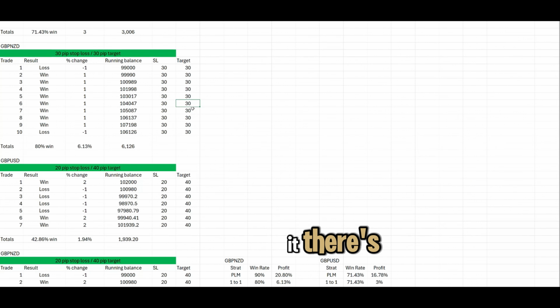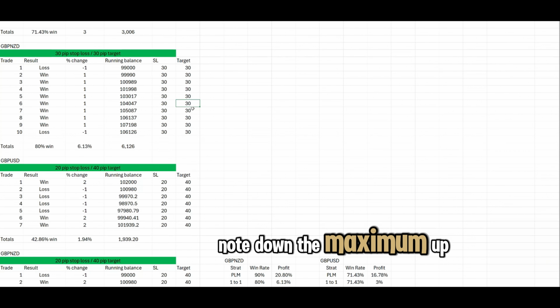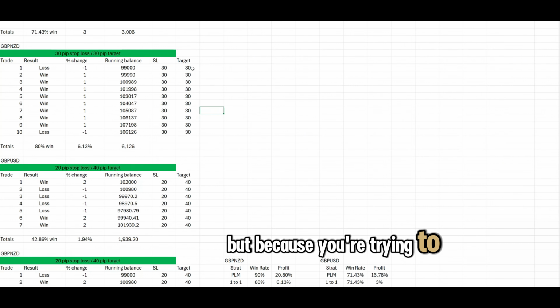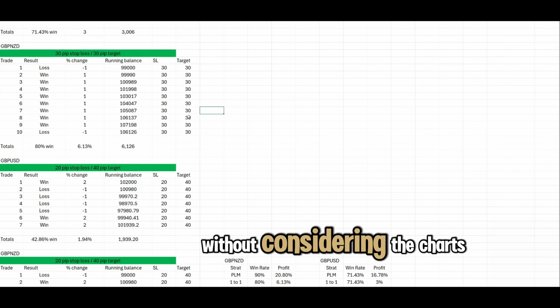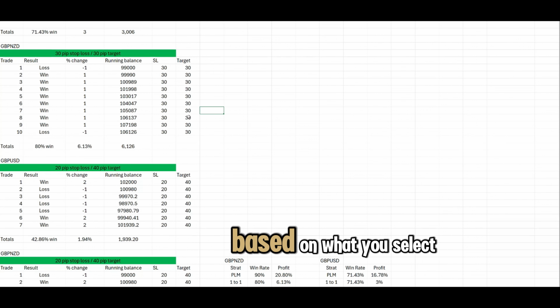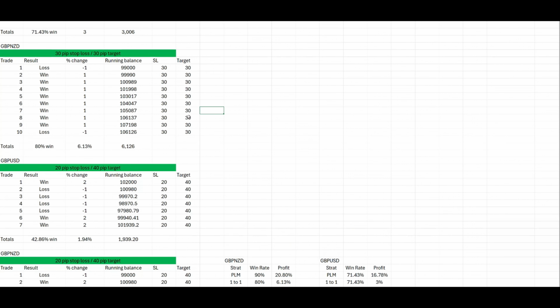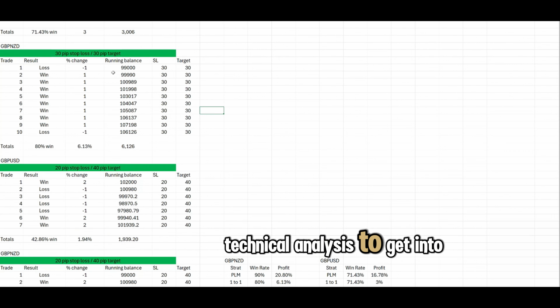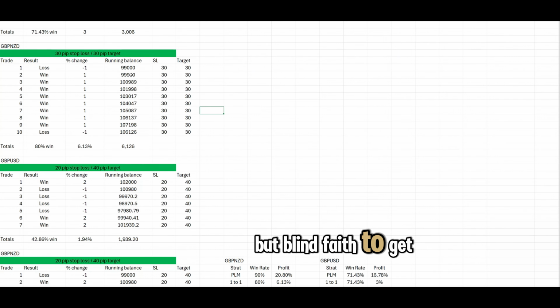In the levels tracker, there's a column where you note down the maximum updraw each level does. So you might find that most of your levels are doing 13, 14 pips at least. You could have a really high success rate, but because you're trying to target further without considering the charts, your success rate is a lot lower. So you can't judge your success rate based on what you select as a target. It's not compatible, because you're using technical analysis to get into the market, but blind faith to get out of the market. You can't assess the data on that.